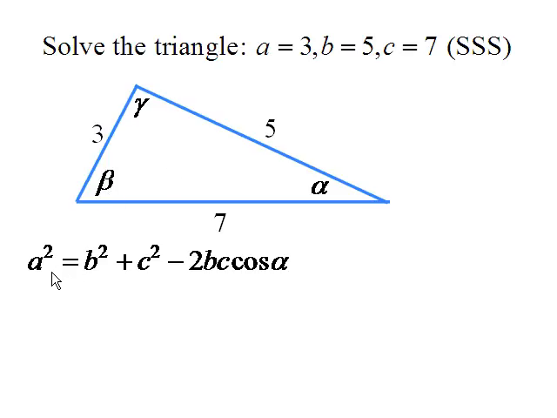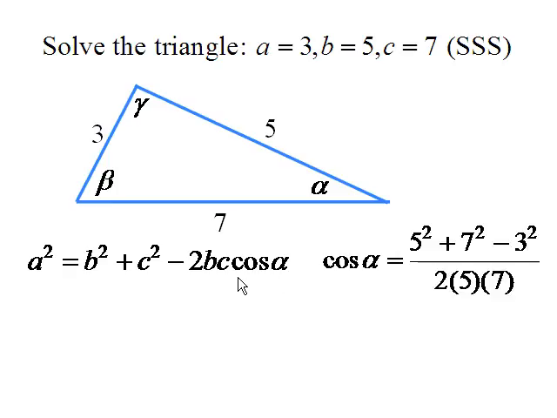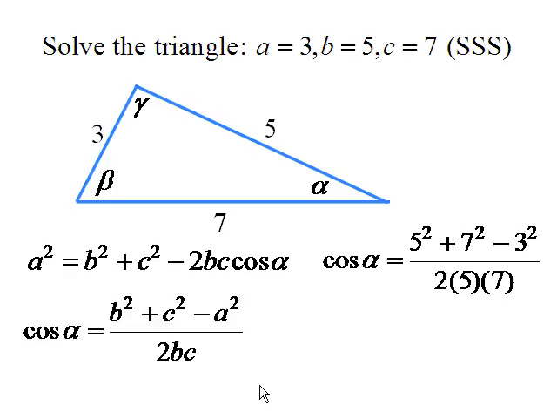So A squared is B squared plus C squared minus 2BC cosine alpha. We know everything in this equation except alpha, so we don't know cosine alpha. But let's solve this for cosine alpha. Cosine alpha is B squared plus C squared minus A squared over 2BC. So plugging in the numbers that were given for A, B, and C, we get an expression for cosine alpha.